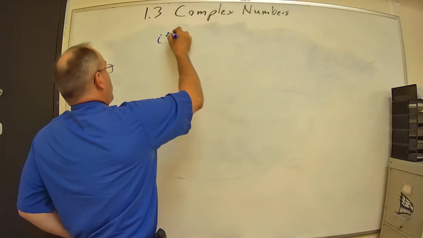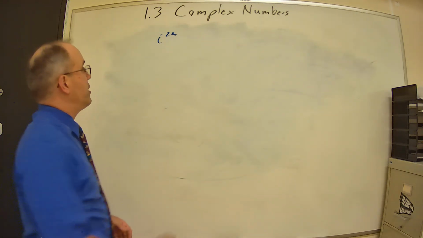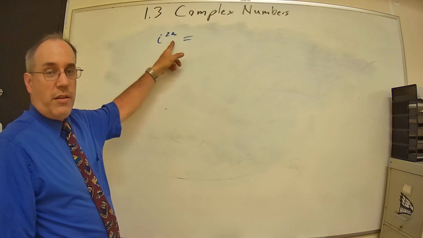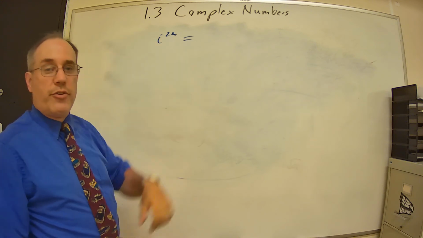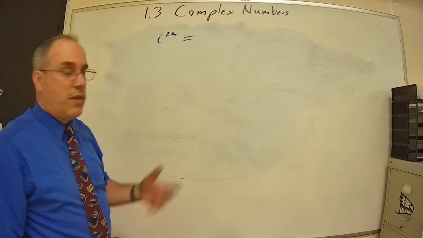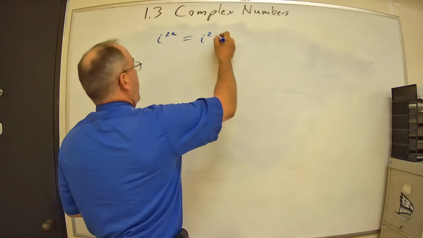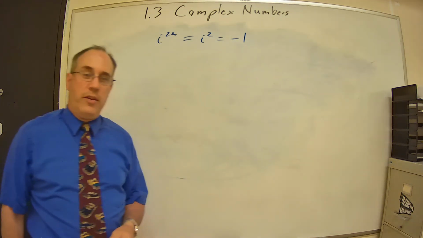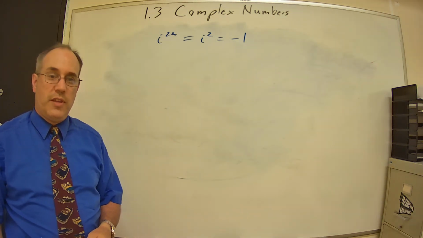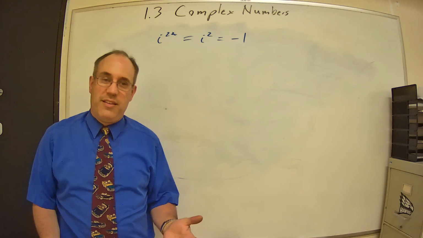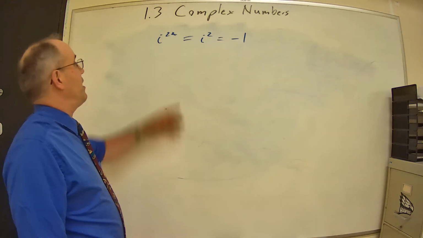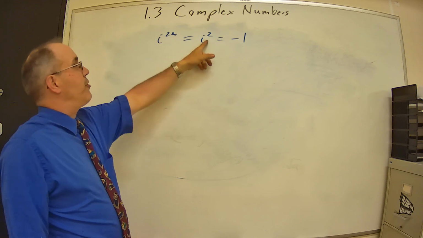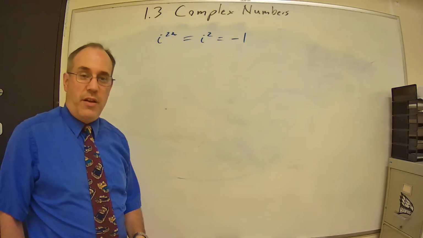So let's do another one. i to the 22nd. Well, if I divide that by 4, then I get 5 remainder 2. So that's equal to i squared, which is equal to -1. Now, isn't that cool? That makes it pretty simple. We just keep pulling out 4s, and the remainder is going to give us our value.